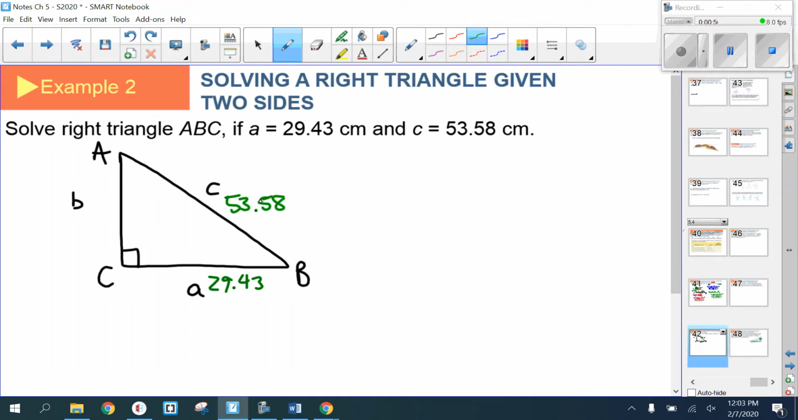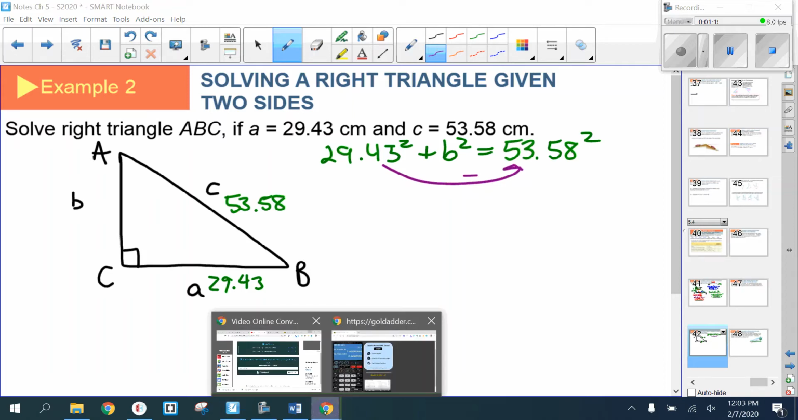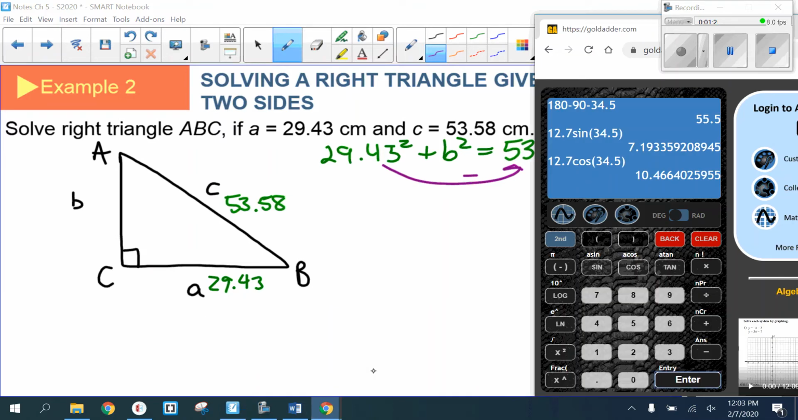Okay, so A squared plus B squared equals C squared. We can do 29.43 squared plus B squared equals 53.58 squared. Straight Pythagorean theorem. All right, so subtract this over. I'm going to kind of skip over something real quick. You're going to subtract that over, and what was it?